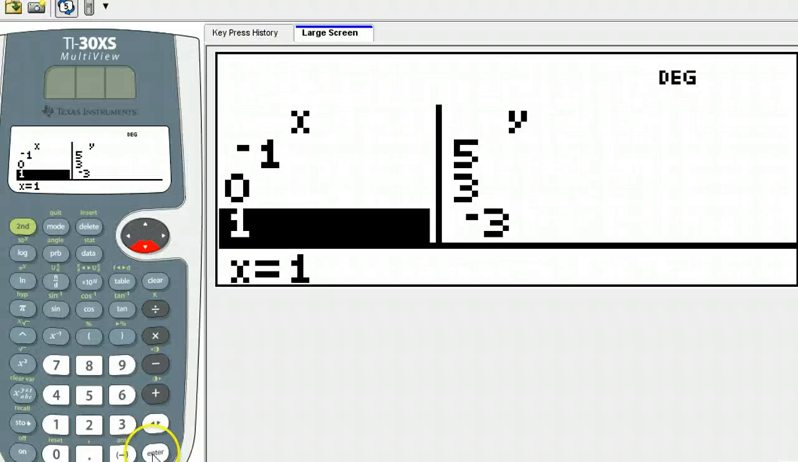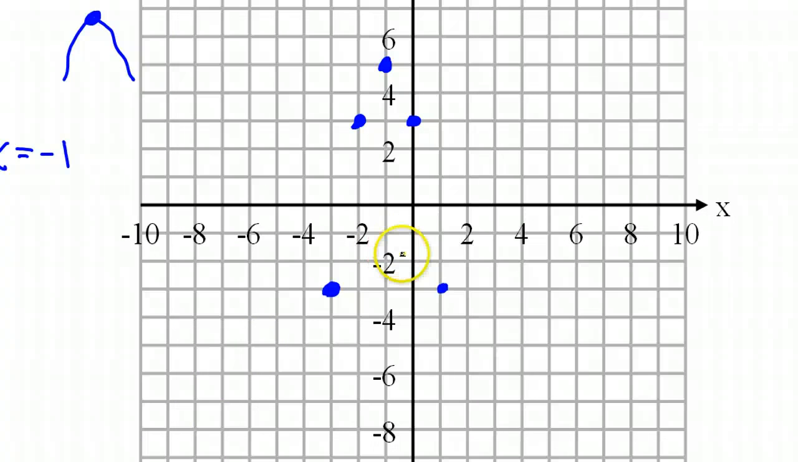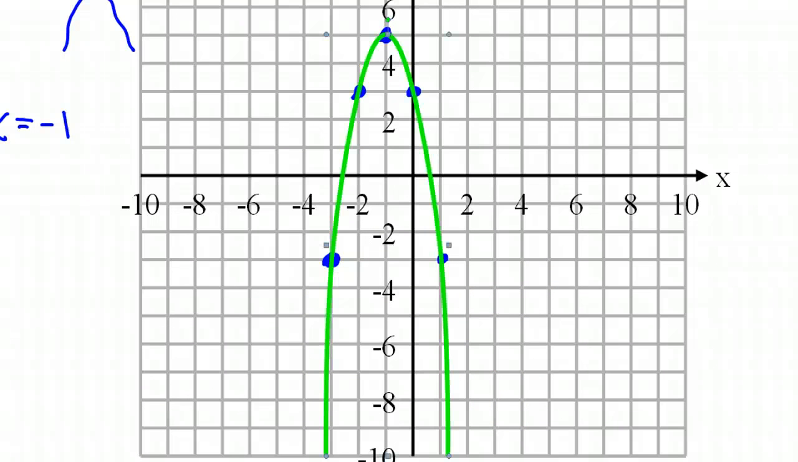I'm curious if the next value will fit or not. Nah, it's a little bit far. Okay, let's go ahead and draw this parabola. Kabam! There's our parabola. Now let's draw the axis of symmetry. Kabam! There is our axis of symmetry.